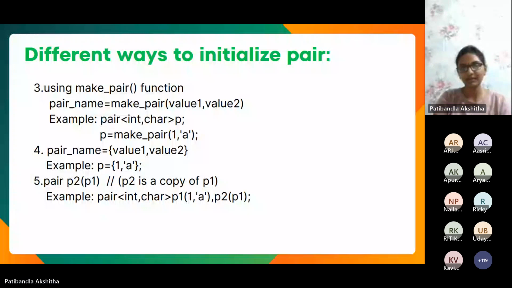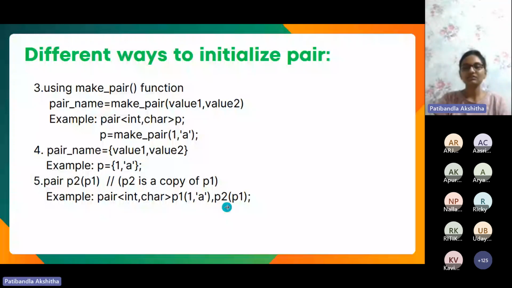The fourth way of initializing a pair is writing pair equals value 1 and value 2 in curly brackets. Like P equals 1 comma a in curly brackets. Fifth way, if we write pair P2 of P1, P2 will store the values contained in P1. Now in this example, P2 will store 1 comma a. So P2 first will be 1 and P2 second will be a.